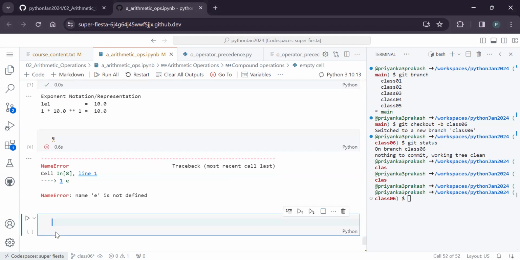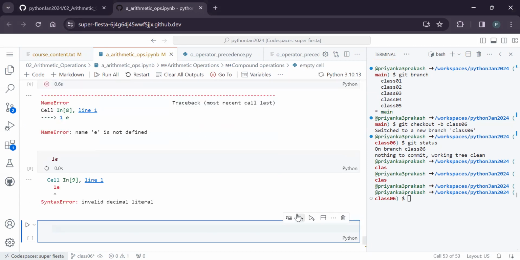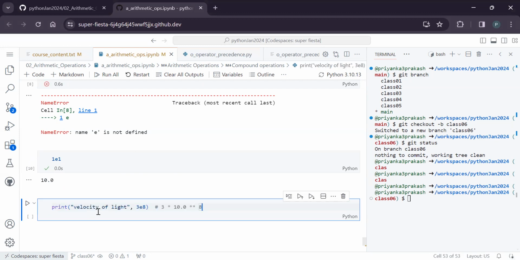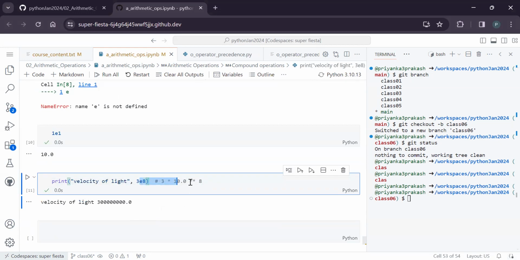If I write E1, it will think E1 is an object, right? And if I write 1E alone, even in that case it will think the same. But 1E1 works. Not just 1E1, you can write 3E1, 5E1, whatever. So if I write 3E8, like this, or similarly 3E2.